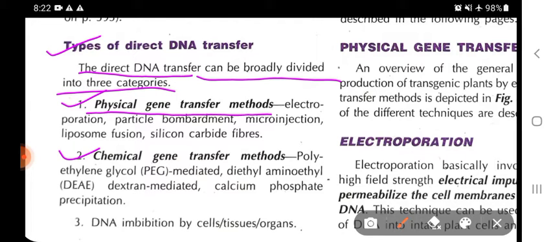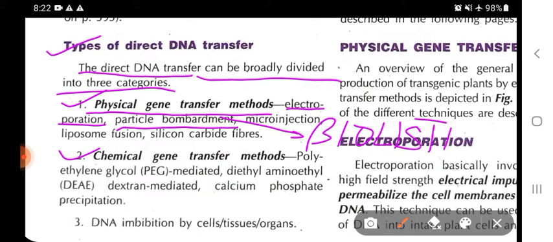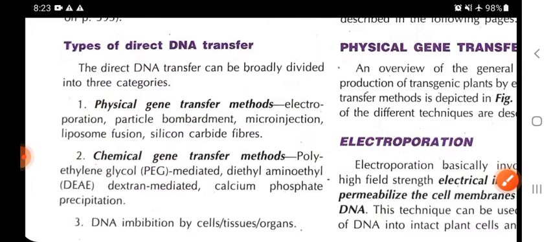In the physical gene transfer methods, one method you know very well from when we were doing protoplast fusion is electroporation. Electroporation is the most preferable method. Particle bombardment, this method is also called the biolistic method. Particle bombardment is also a method where we directly transfer our DNA into the target plant cell or animal cell genome. Next is microinjection.